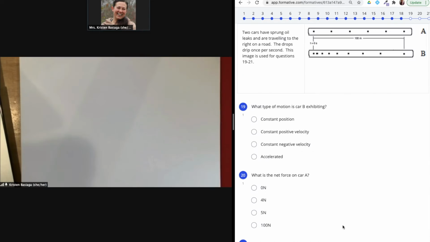For number 19, there are 2 cars. This is a dot diagram or a motion map. And because car B starts close and gets farther and farther apart, car B must be accelerating. Car A is traveling at constant velocity, as evidenced by these equally spaced dots. Constant velocity is dynamic equilibrium, so the net force is 0 on A.